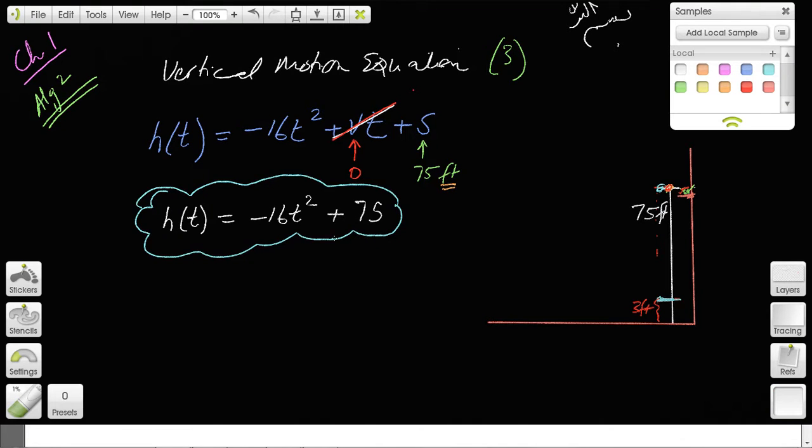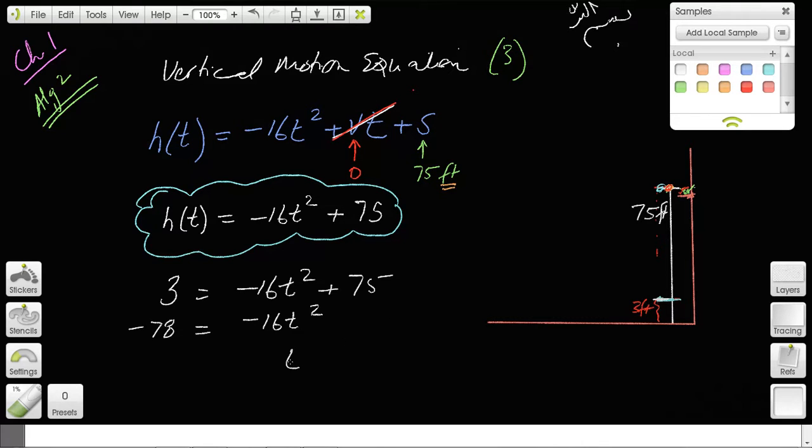Now that we have the vertical motion equation, we want to know how long it will take for the height to be 3 feet. That's easy enough. So we say height is going to be 3. It's going to be negative 16t squared plus 75. And we just have to solve for t. Subtracting 75 from both sides, you get negative 16t squared is going to be negative 72.